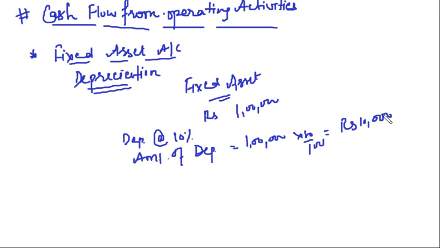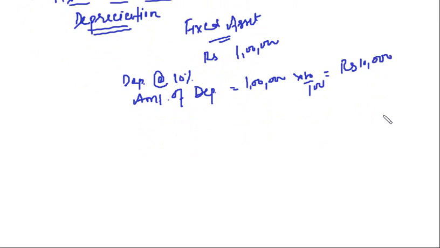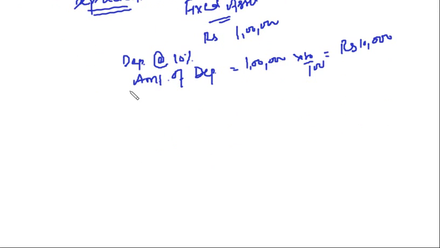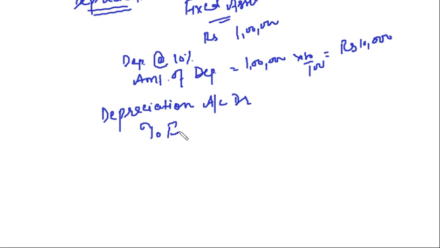Can you tell me the journal entry for charging depreciation on fixed asset? Very simple. If we are reducing the value of an asset, that asset will be credited, and what will be debited? Depreciation, because it is our expense. So the journal entry will be: Depreciation account debit to fixed asset account. Clear?